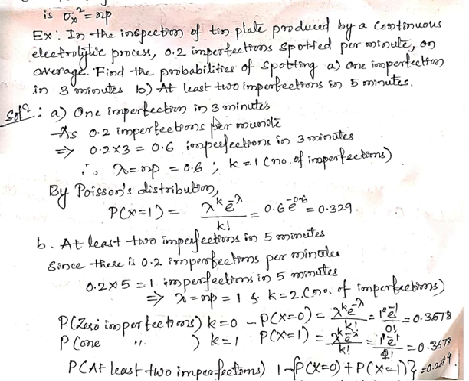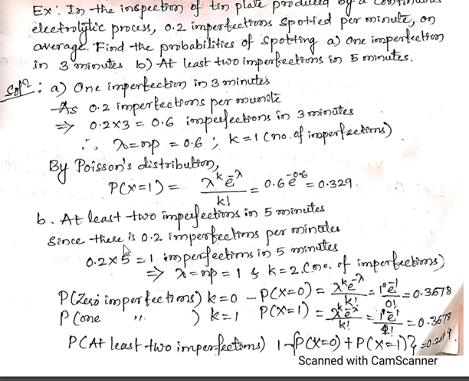For 1 imperfection in 3 minutes, the number of imperfections we are supposed to find is k equal to 1. So lambda and k are there, we can go for finding. By Poisson's distribution, for 1 imperfection, lambda value is 0.6, e raised to minus 0.6 divided by k factorial, which is 1, so it is 0.329. Next, at least 2 imperfections in 5 minutes.